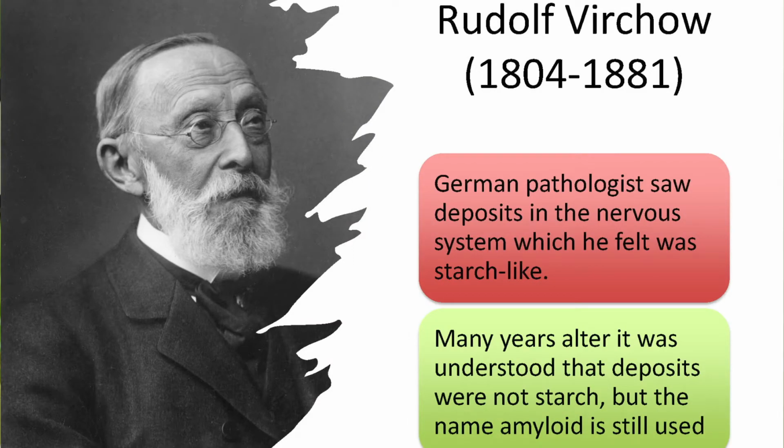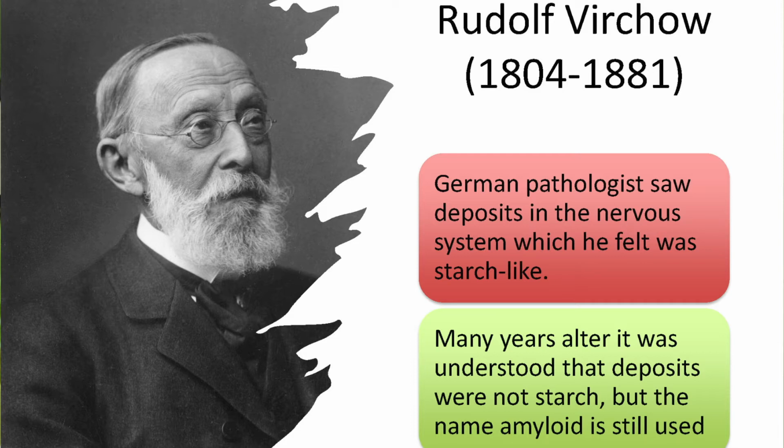Rudolf Virchow was a great German pathologist who lived from 1804 to 1881. And he saw that the nervous system of certain diseased patients contained deposits which were starch-like. After many years, it was argued that these are not starch-like substances. Later, it was revealed that these are proteinaceous substances, but the term amyloid continues even today.